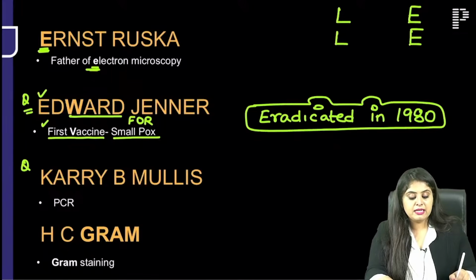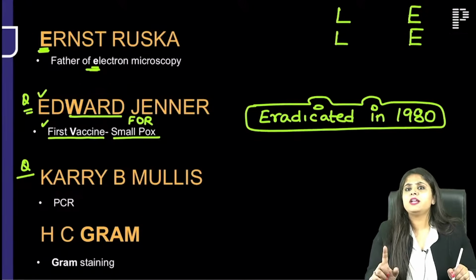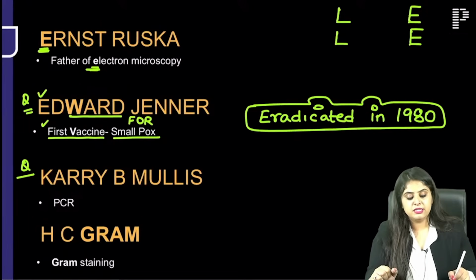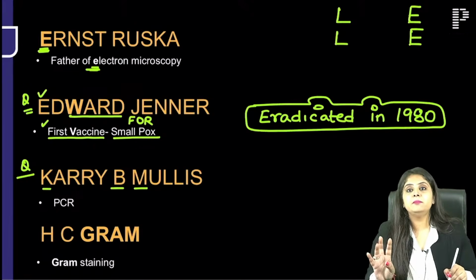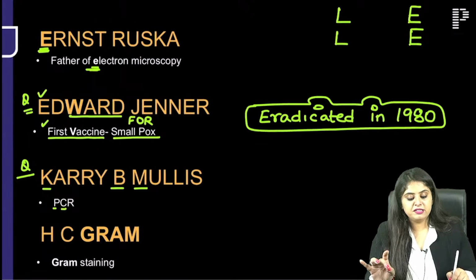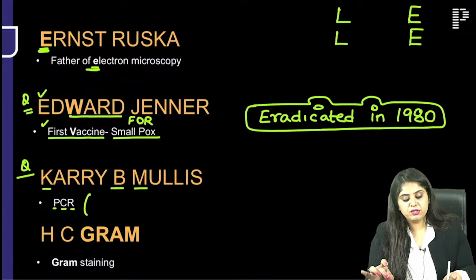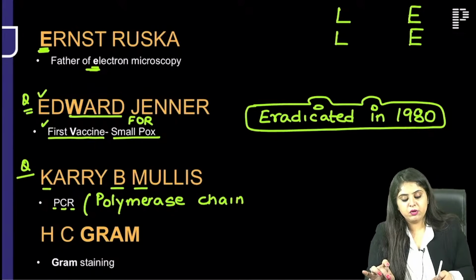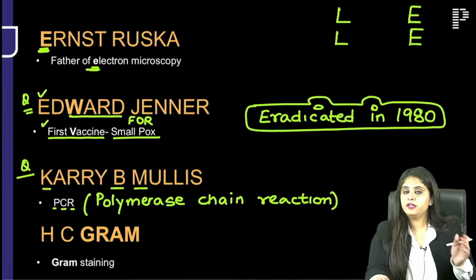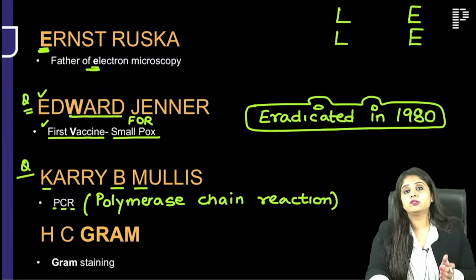Coming to the next one, Kary B. Mullis. This you have read in biochemistry in first year. CBM, तीन alphabet वाले scientist, Kary B. Mullis gave you PCR. What did you study in biochemistry? What is PCR? It is polymerase chain reaction. PCR is polymerase chain reaction. I will be teaching you details. You've read it in biochem. I will teach you in pathology also. It's a full detailed topic of PCR.